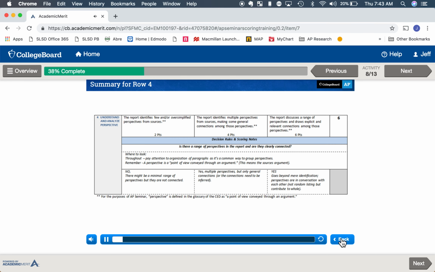So, to summarize for row 4, our question is: is there a range of perspectives, and are they clearly connected? If the answer is no, then it will score 2 points. These responses have only few and/or oversimplified perspectives, or they have no connections at all between them. If the answer is yes, but the connections need to be inferred or are very general, then it will score medium, or 4. If the answer is yes, and it goes beyond mere identification, making explicit and relevant connections among perspectives, putting them in conversation with each other, then it will score high, or 6, in this row.